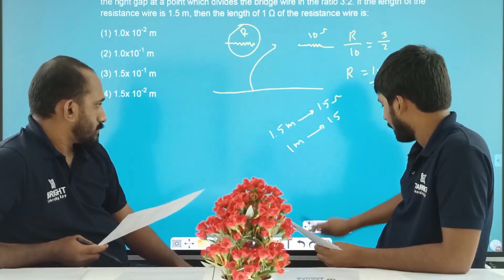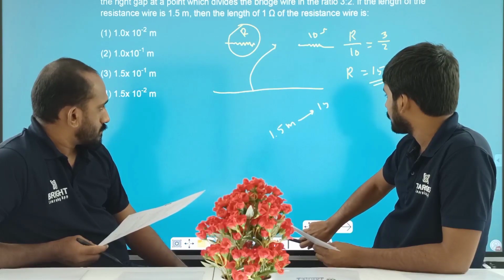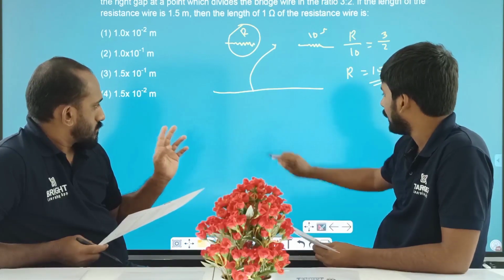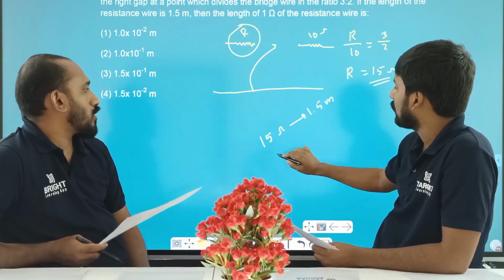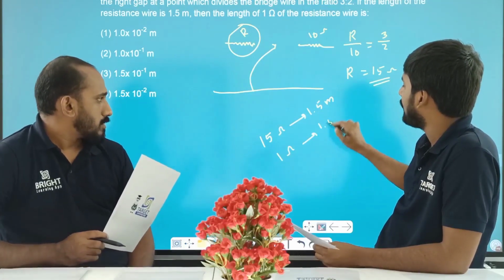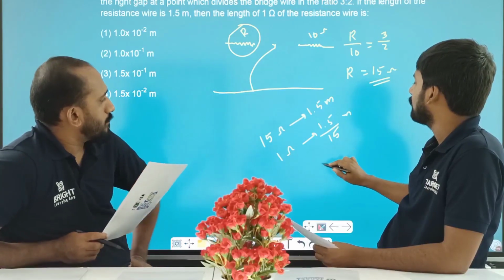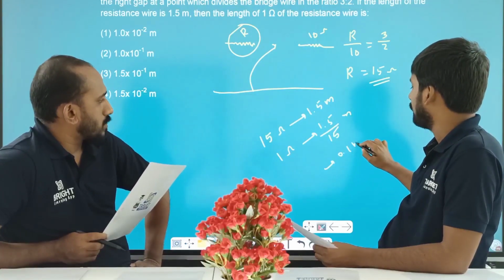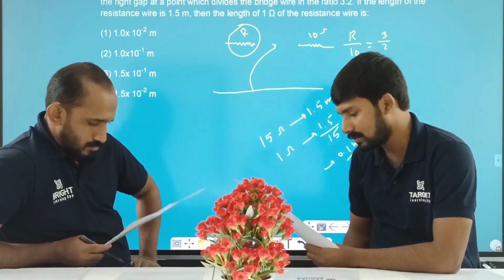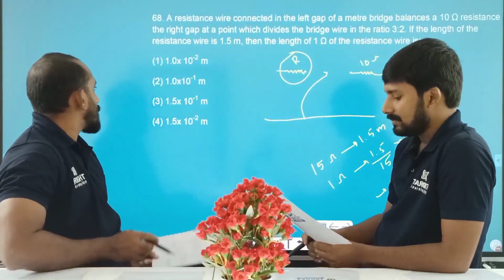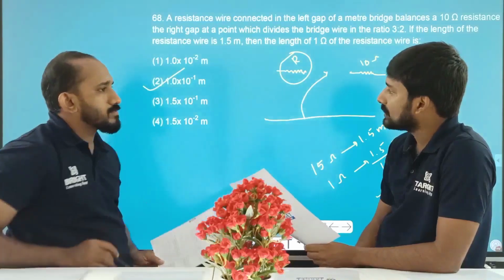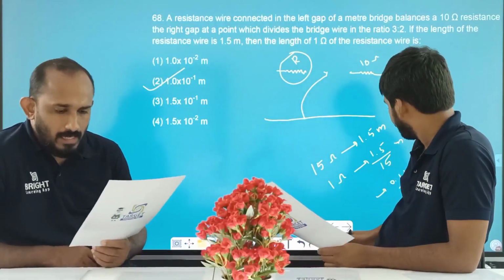So we can write it as: 15 ohm has 1.5 meter length. So for 1 ohm, the length will be 1.5 divided by 15 meter. That will be 0.1, that is 10 to the minus 1 meter having 1 ohm resistance. So 1 into 10 raised to minus 1 meters. That's actually answer 2, we can log it. That's from the chapter current electricity.